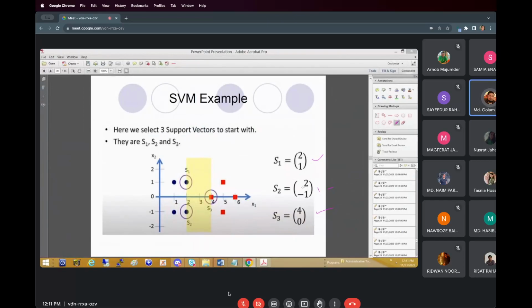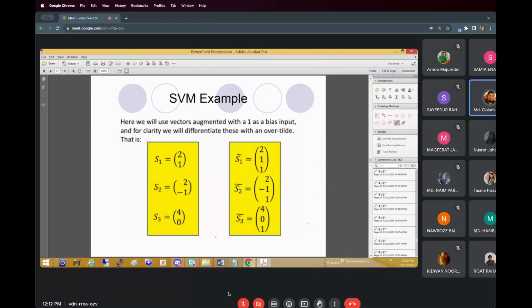Now, with these three support vectors, at first we can augment them. The augmentation is done by adding another dimension, and that dimension is just the value 1. Here is 1, here is 1, and here is 1. So this is called the support vector augmentation. The support vector S is augmented to S tilde by adding an extra dimension with the value 1. We can augment the data set this way.